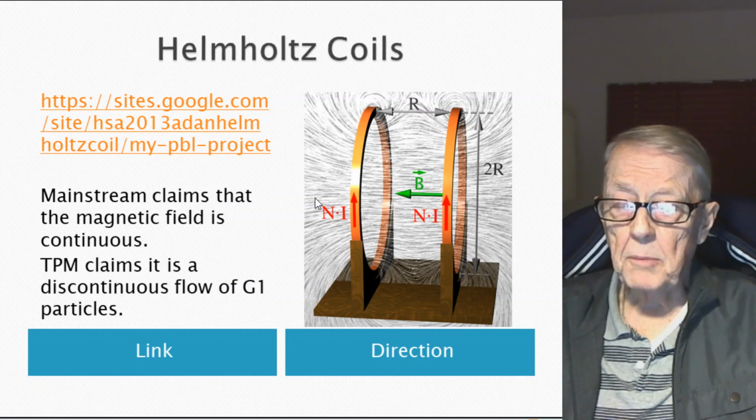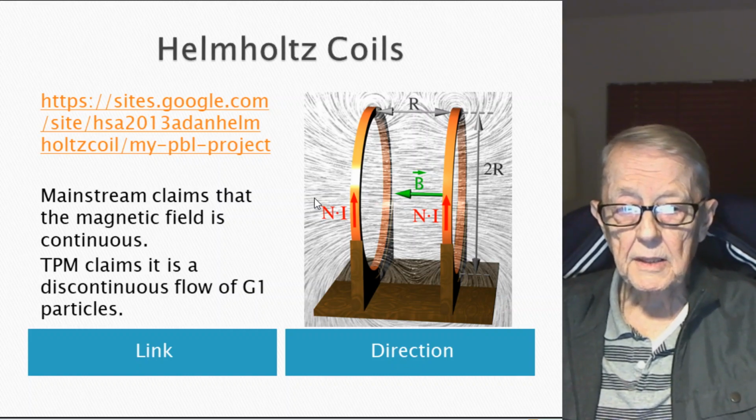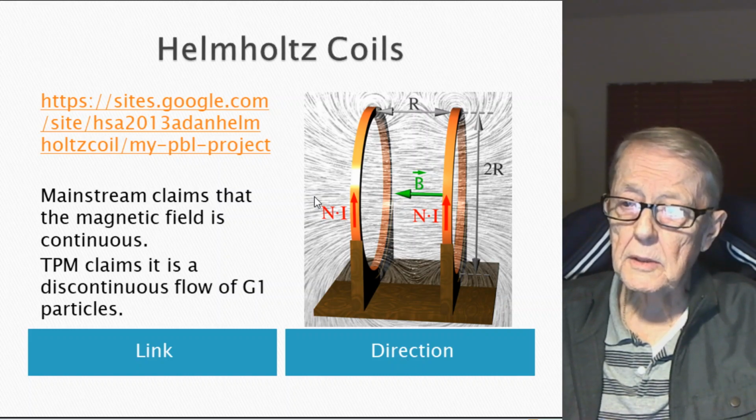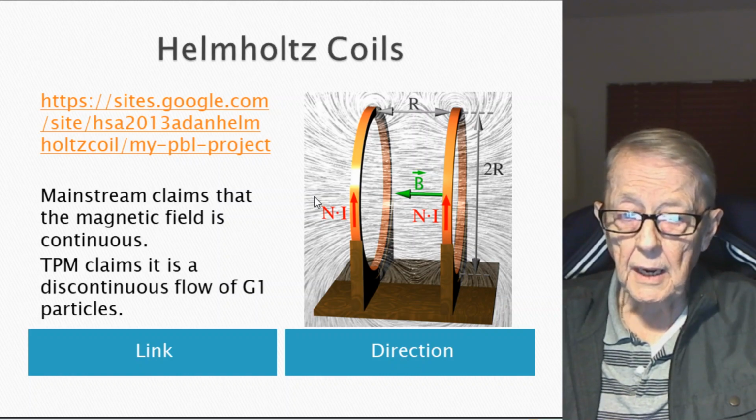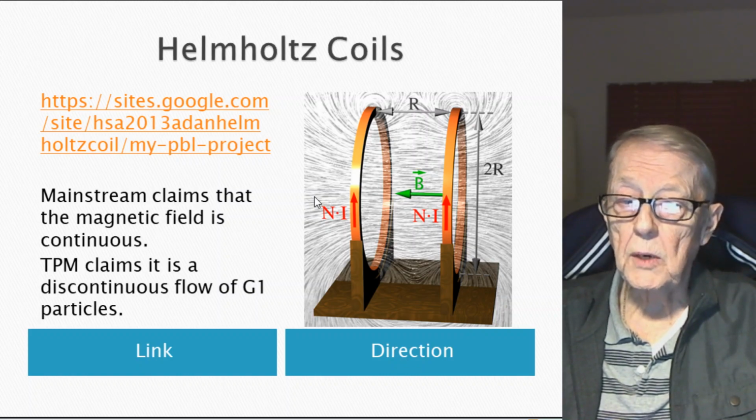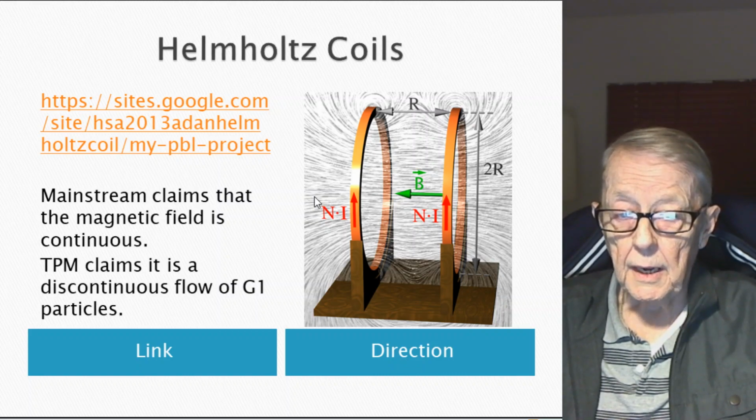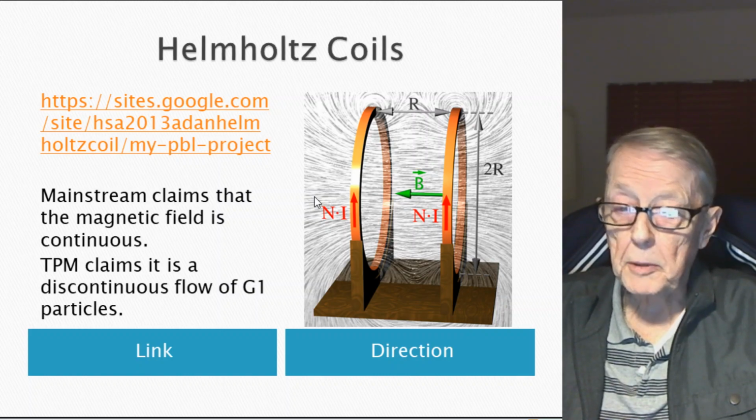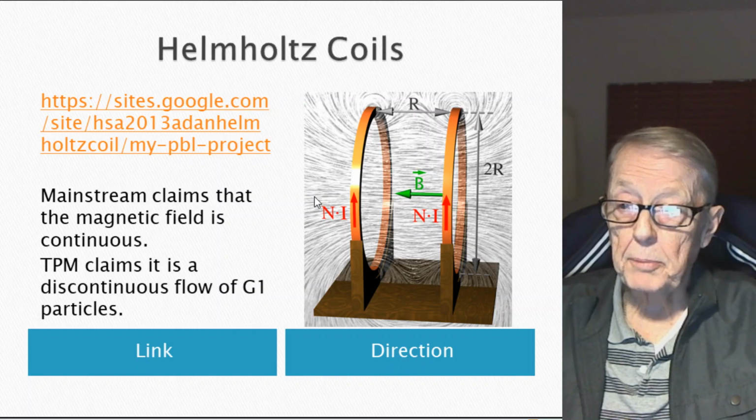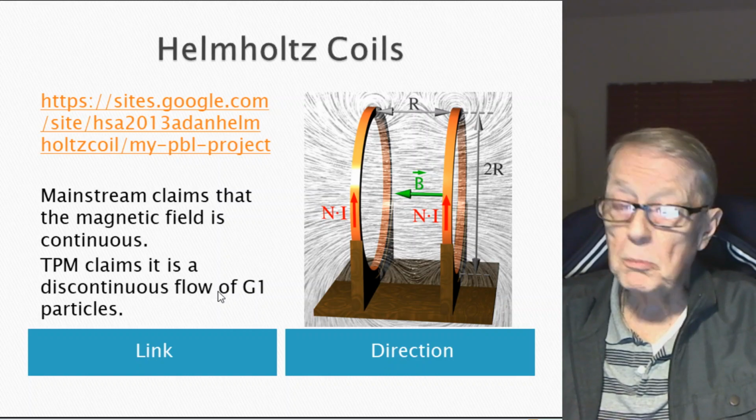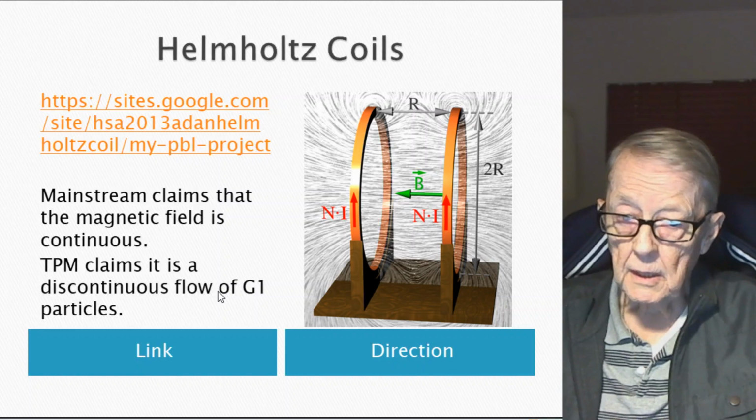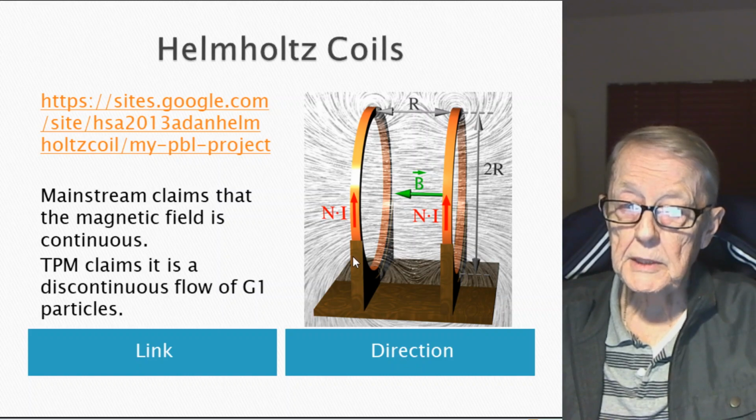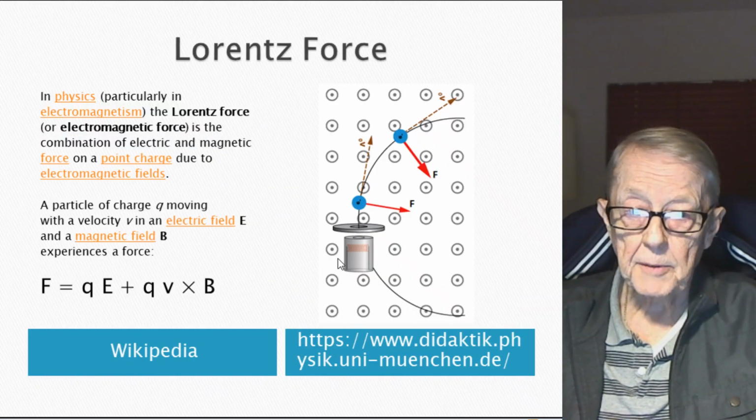Now, mainstream claims that the magnetic field is continuous. The particle model has a different model: it's a discontinuous flow of G1 particles. From a human perspective, looking at a magnetic field, it appears continuous because there are so many of the G1s. Even though they're discontinuous, it appears to be continuous, but physically it is not.